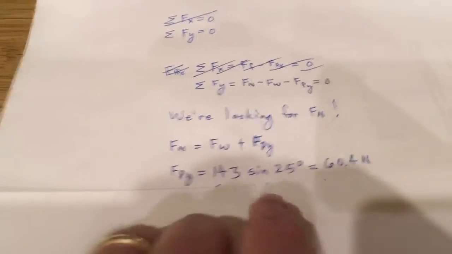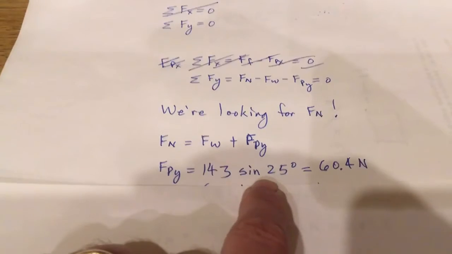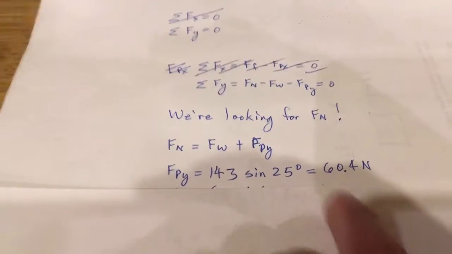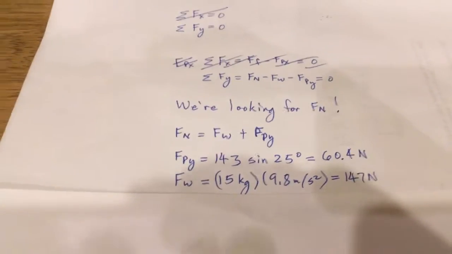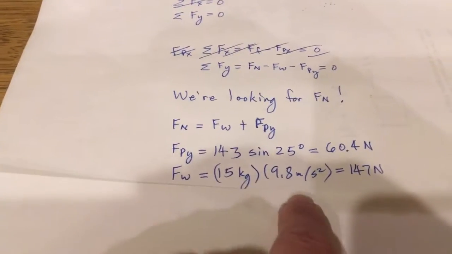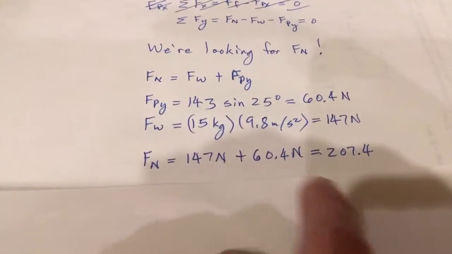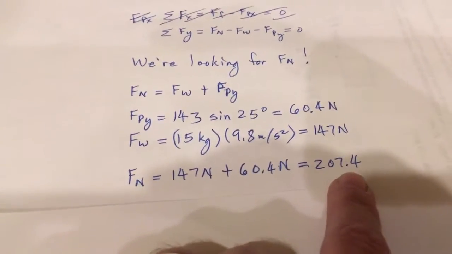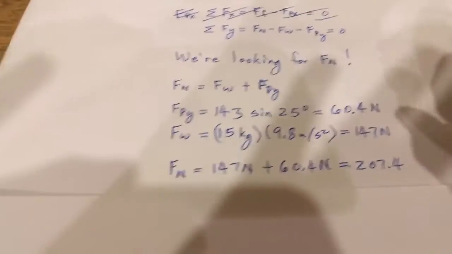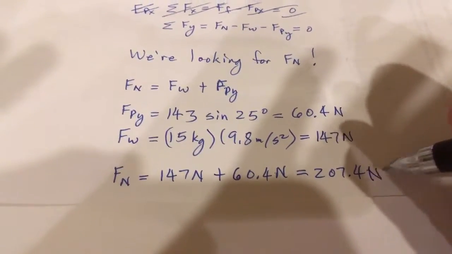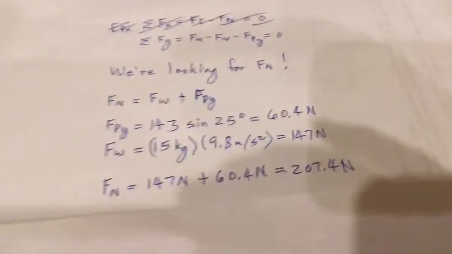And so the force of the push is 143 newtons. We're at a sine of 25 degrees, and so the result in the y direction is 60.4 newtons. The force due to the weight, 15 kilograms times 9.8, is 147 newtons. When you add that together, we get a grand total of 207.4. Now, that being said, oh, I forgot to put the units here. So there should be newtons in the end there.